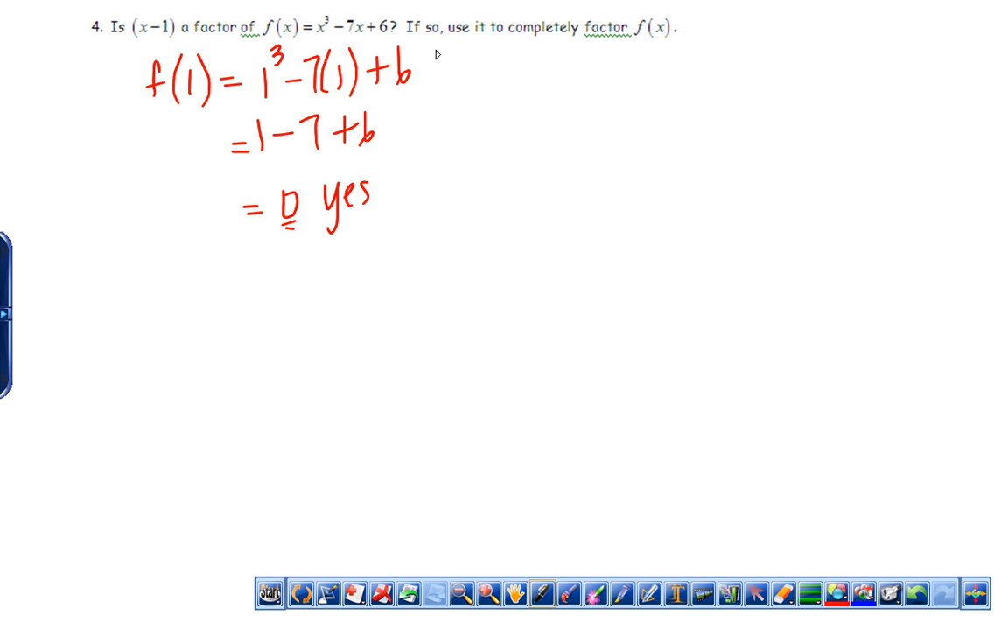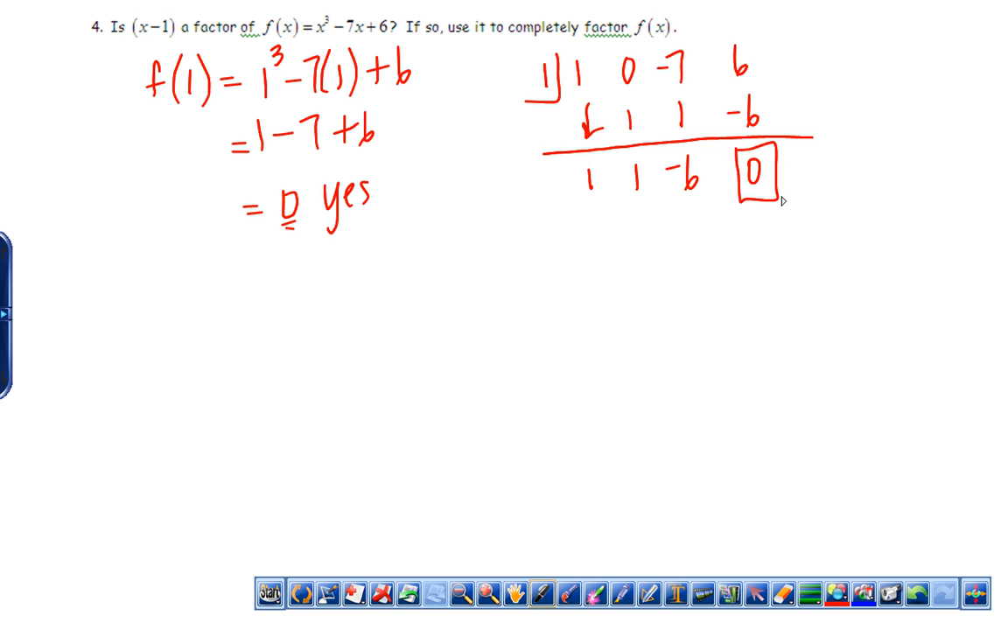Okay, since it is, it says use it to completely factor. So now I'm going to use synthetic division. Remember, you always do the opposite, making sure your numbers decrease. So I'm going to have to use a 1, a placeholder, 7, negative 7, and 6. Bring this down. Remember, this is your remainder. Okay, this is your constant, this is your x, and this is your x squared. So I can say x squared plus x minus 6.